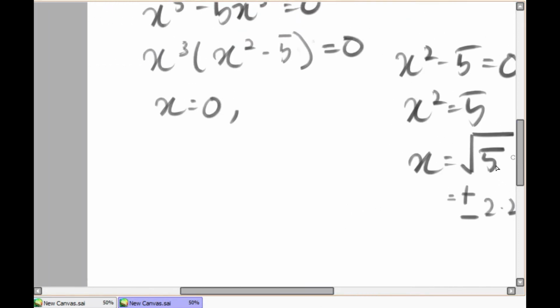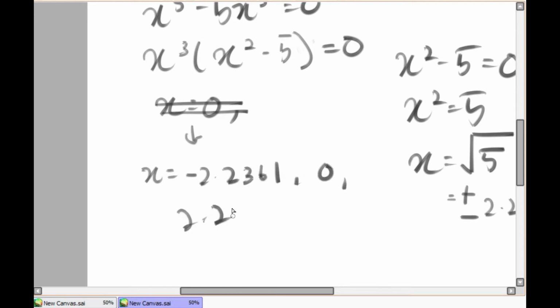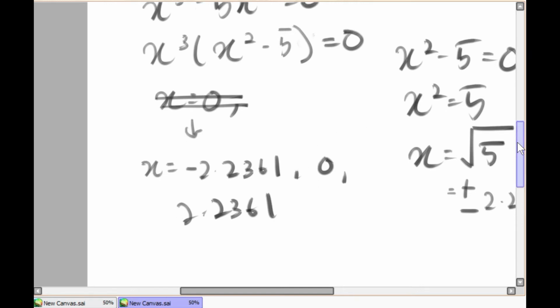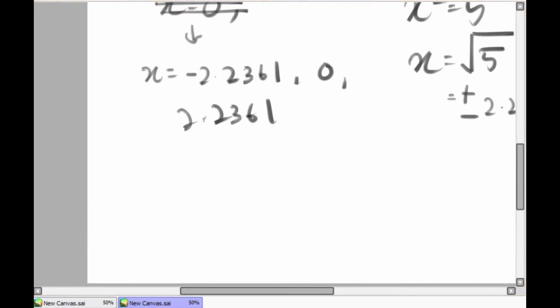Okay, so now we've got 3 points. I'll write it down here: x equals negative 2.2361, 0, and 2.2361. Now we're going to find the y-intercept. I'll make a new page.